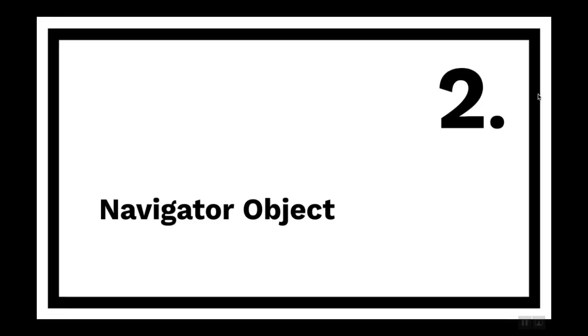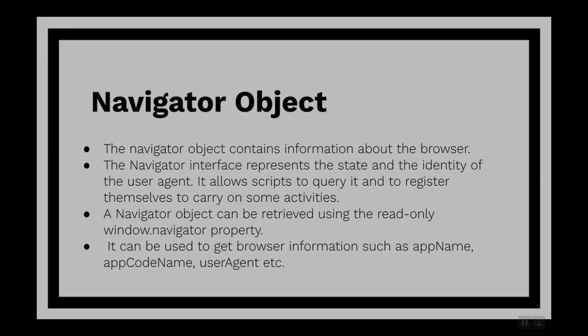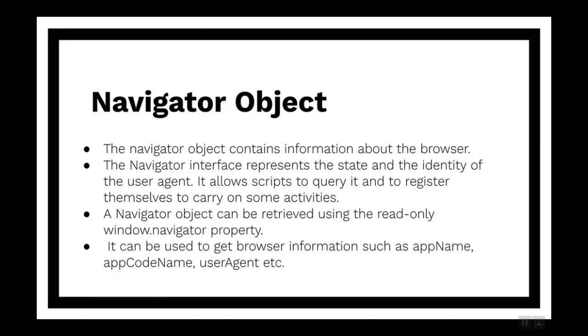So Navigator object is within the window object itself. Navigator object contains information about the browser. It has the state and identity of the user agent that we just saw. It is just read-only. It can be only used as read-only, but we get very valuable information from the Navigator object that we can use to further provide a much better and rich user experience to the user.